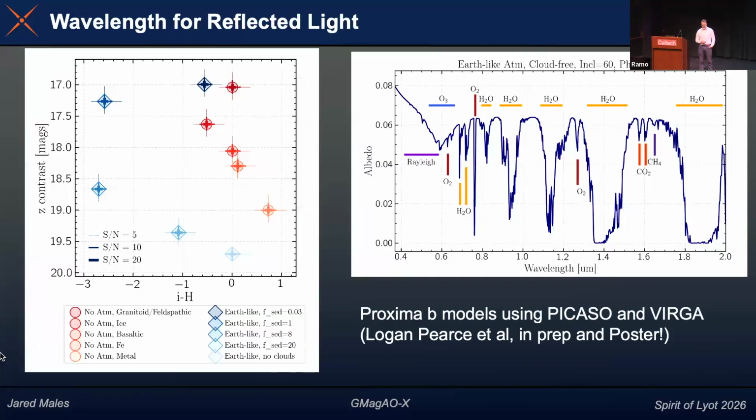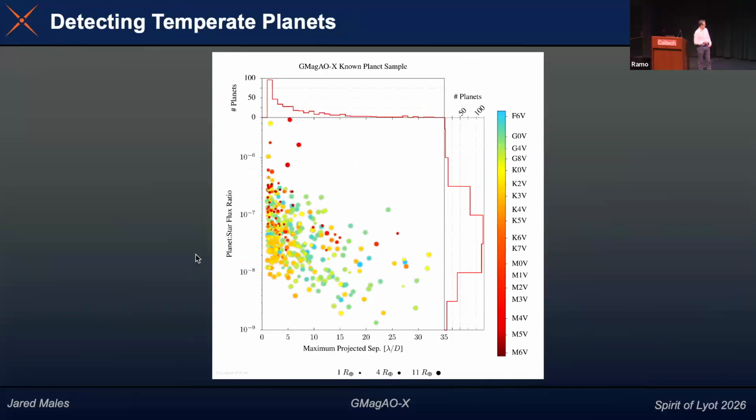And this is just an example of some work that Logan Pierce did to help us design an instrument to do this. It's showing, if you have a visible color magnitude diagram or visible near-IR, can you distinguish between different models of Proxima b, whether it has an atmosphere or whether you're just looking at mud. And all of this is pushing us towards needing extremely high contrast.